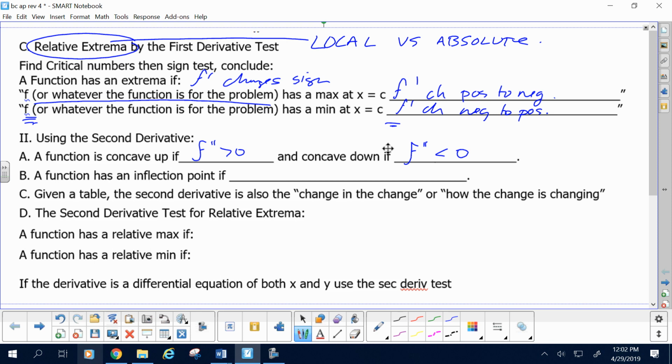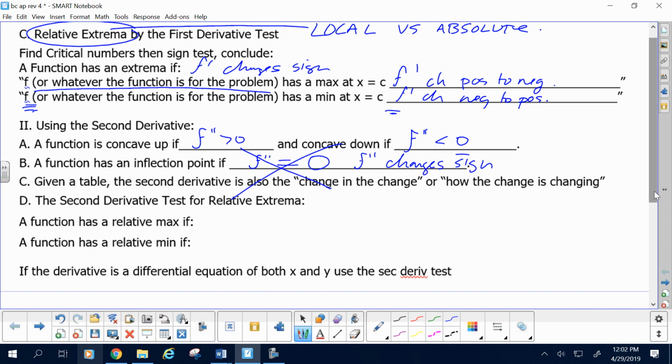A function has an inflection point if f double prime changes sign. Would you please write f double prime equals 0 and then put a big old X through it. Yes, you start looking where f double prime is 0 or is undefined, but then you verify with the sign test that it's also changing sign.